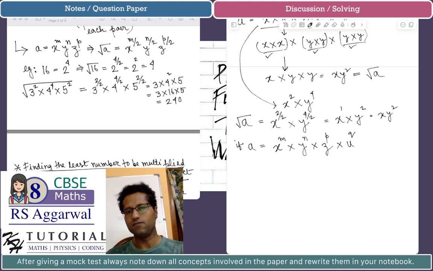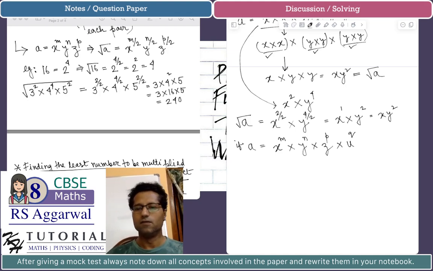Now remember, we are only considering the scenarios where the given number a is a perfect square. If that is so, all the powers m, n, p, q have to be even numbers for a to be a perfect square. You can take it for consideration: all these powers of the prime factors will always be even numbers.